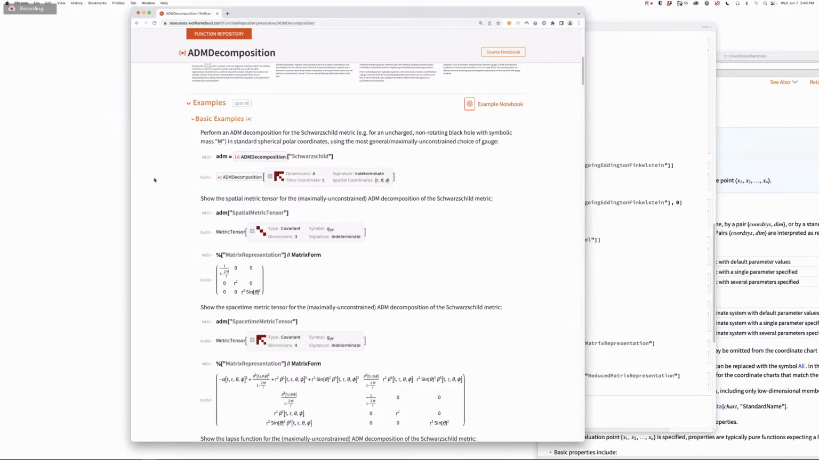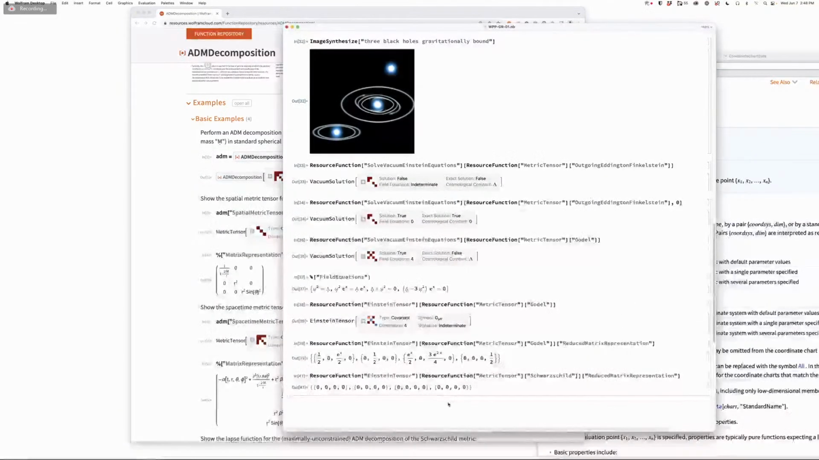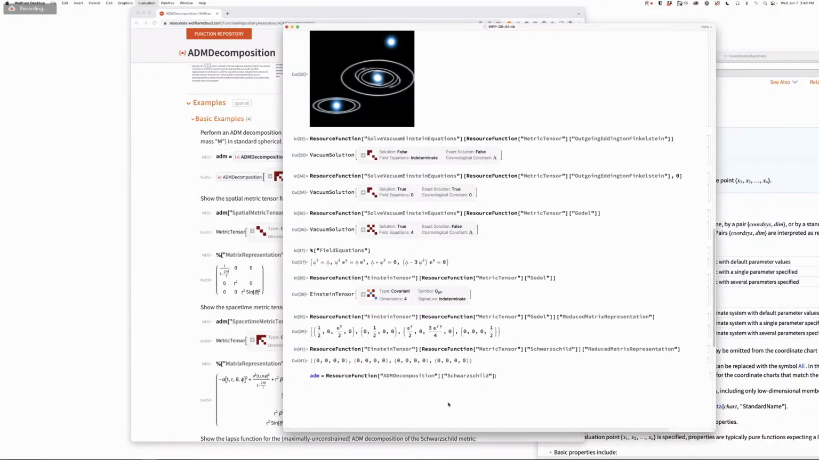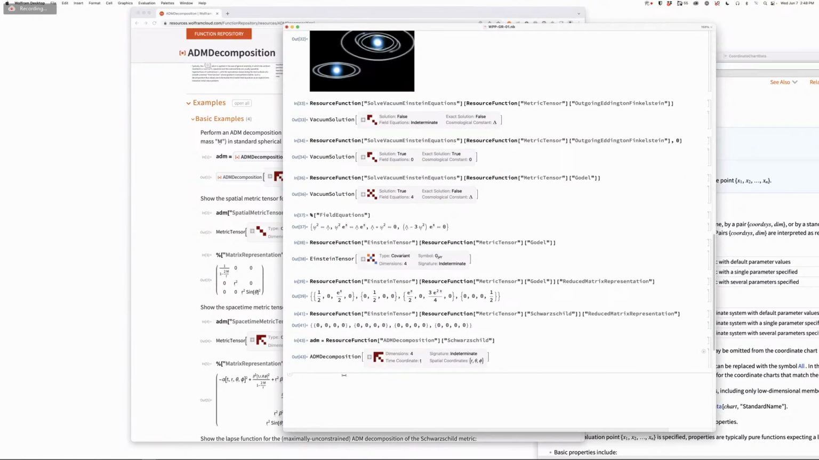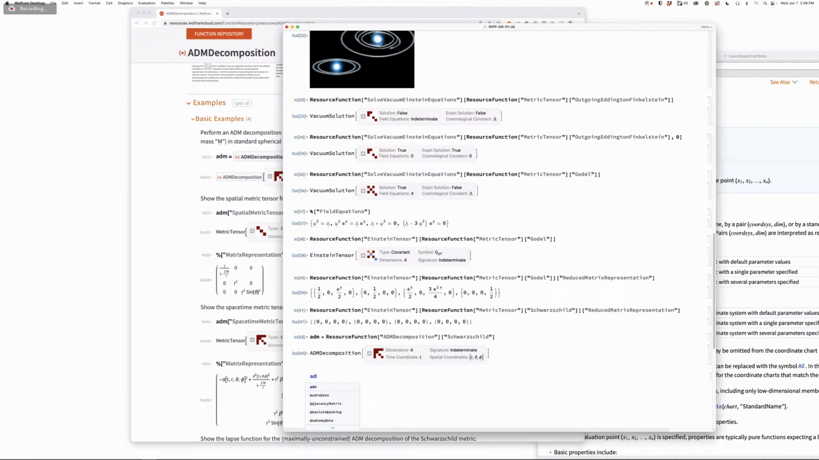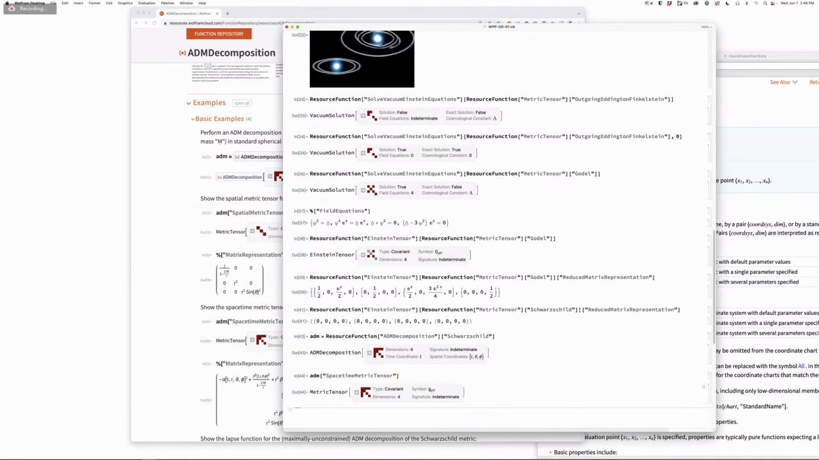So if you say ADM decomposition Schwarzschild or something, you don't get the same Schwarzschild metric that you would have got from metric tensor. You get a more underdetermined version of it, where you only know the Schwarzschild geometry on the initial space-like hypersurface. Yes. So if you take that thing and you say space-time metric tensor, as opposed to spatial metric tensor, it will give you the symbolic metric tensor object, which you can then say matrix representation of.